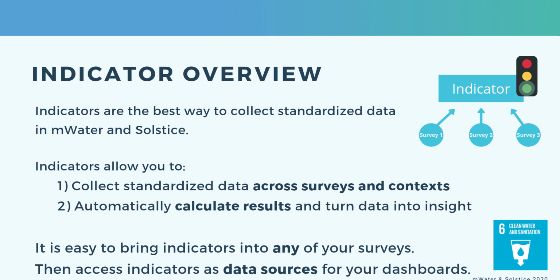And we've made it easy for you to bring indicators into any of your surveys, and you can bring more than one indicator into a survey. And then you can access these indicators as data sources in your analytics in mWater and Solstice. That means when you're building maps, dashboards, data grids, or consoles, you can easily bring together indicator information. For example, to see how water point functionality evolved over time, water service level, hygiene service level. That's everything in a nutshell.